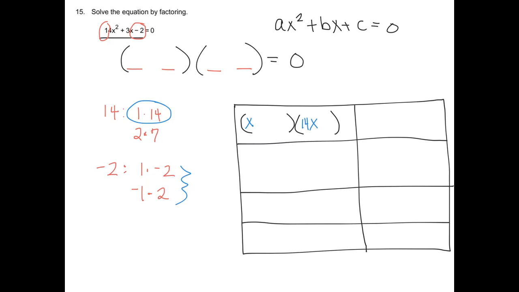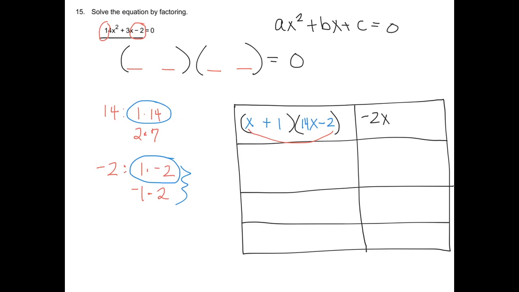Now the second set of factors will go in the second position of my parentheses. First, I'm going to choose the pair 1 and negative 2. So I'll put a plus 1 in the first parenthesis and a minus 2 in the second parenthesis. Now I need to check to see if this pair works. This is trial and error. In order to check, we're going to multiply the outer terms together, which is x times a negative 2. That gives me a negative 2x.